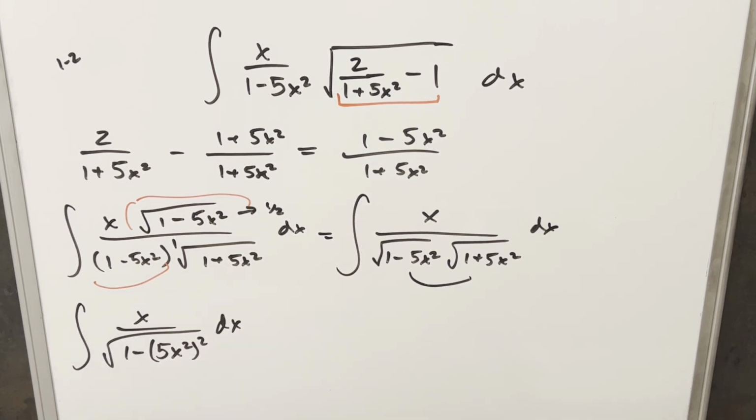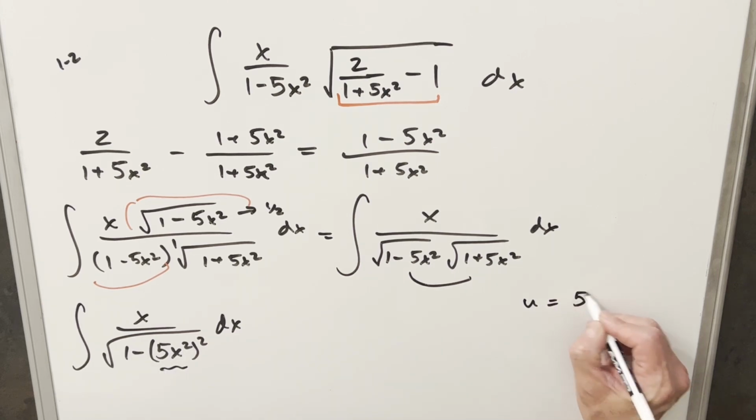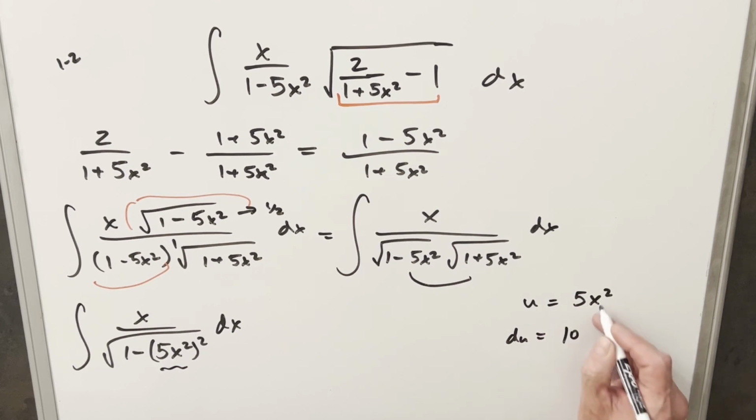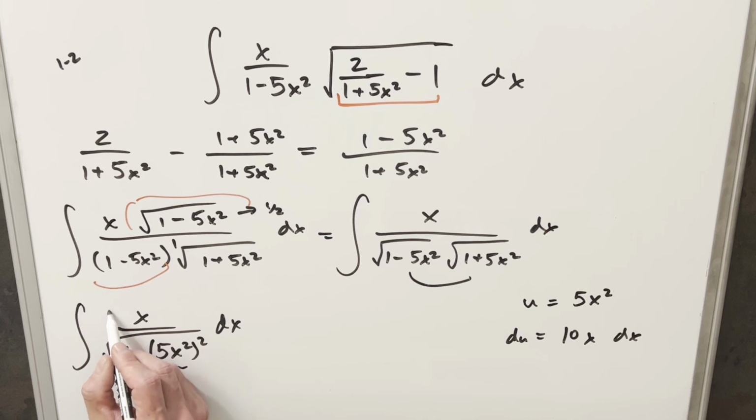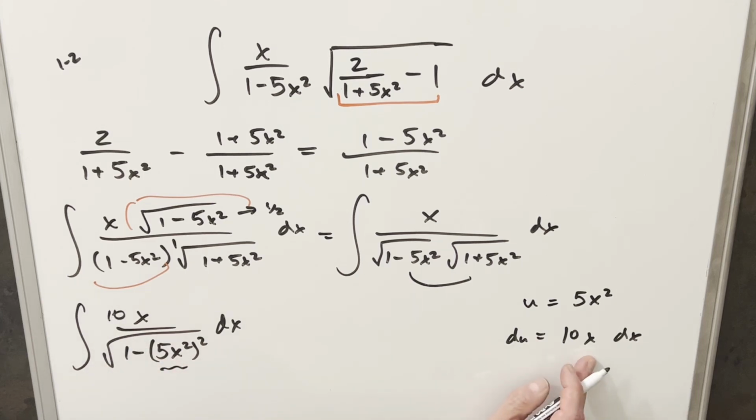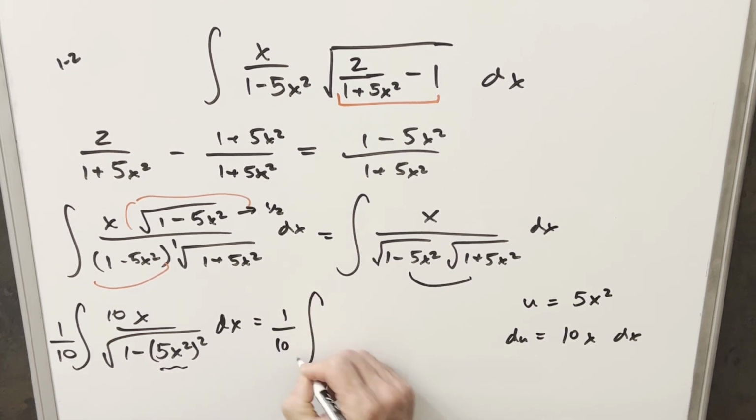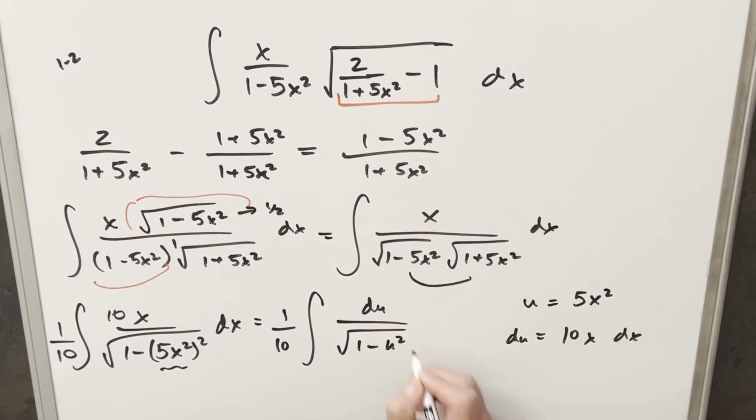But now at this point, I think I'm in pretty good shape for a u substitution, making this here my u. So we'll say u equals 5x squared. Then our du, taking the derivative, is just going to be 10x dx. Well, if I just take the numerator and multiply it by 10, then that's going to be exactly our du. We'll bring a 1/10 out front, so I'm not changing it. And then I'll make my substitution now. So we're just going to have our du in the numerator, and then this is going to be the square root of 1 minus u squared.